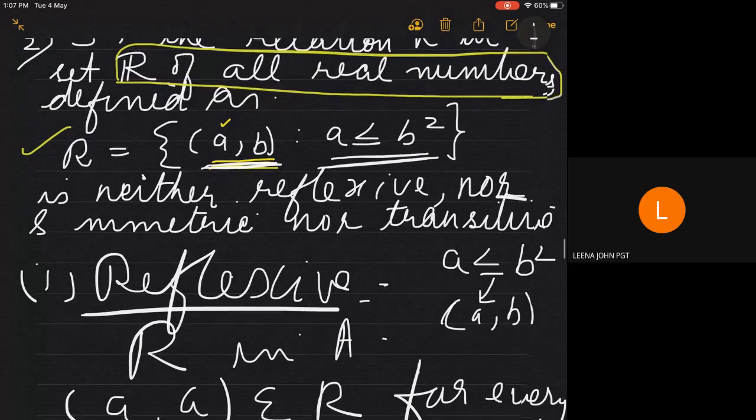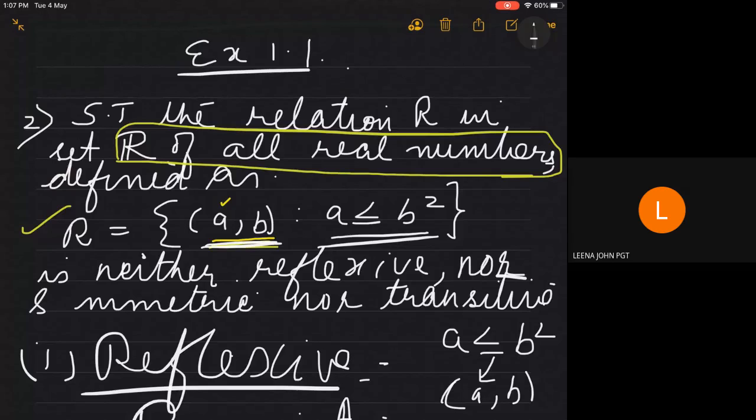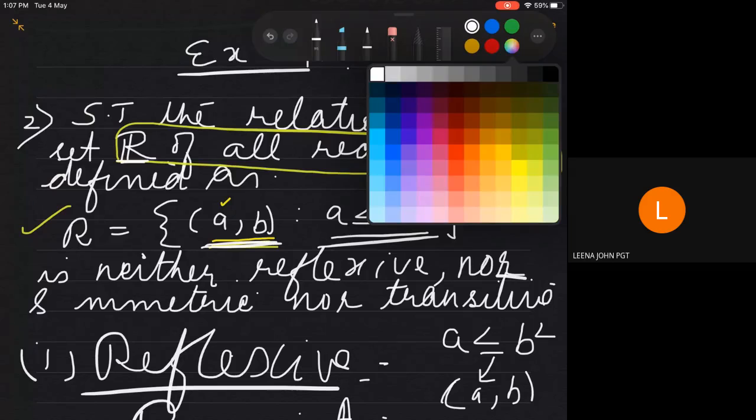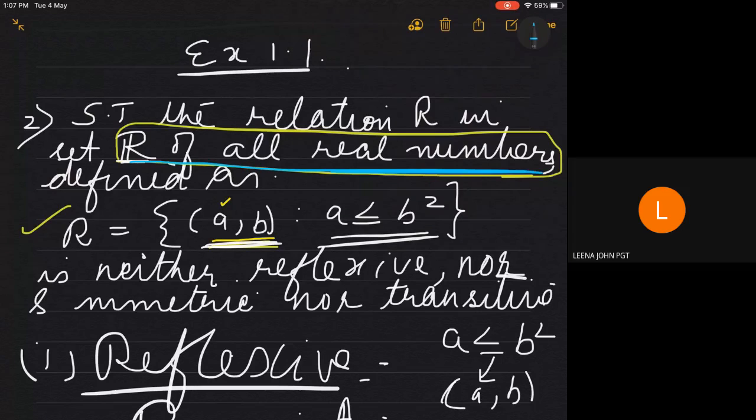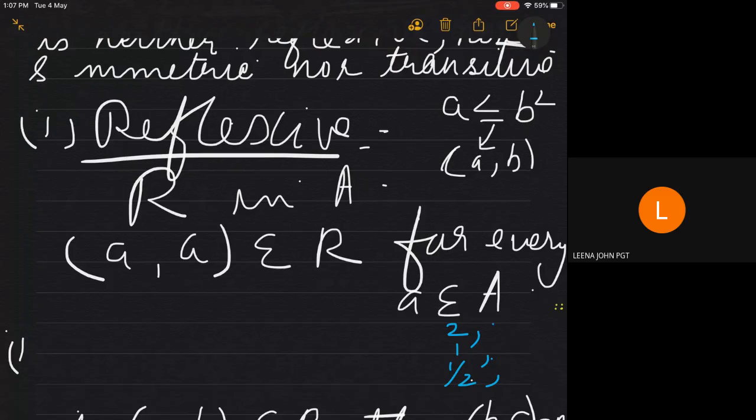Now, to check if R is reflexive, you take any element from the mother set. What is the mother set here? R is defined on the set of real numbers, so the set of real numbers is your mother set. You take any element from it and check whether it is related to itself or not. For example, you can take 2, you can take 1, you can take 1 by 2, and check whether 2 is related to 2, 1 is related to 1, 1 by 2 is related to 1 by 2 or not.